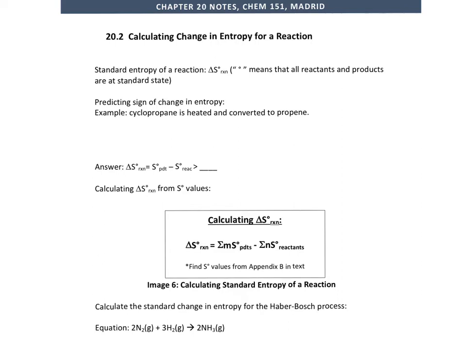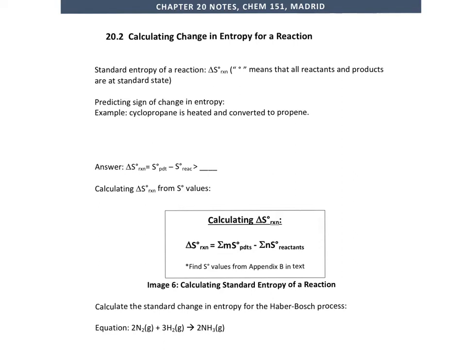So if you need more explanation on that, please refer to your book. But let's go on to predicting the sign of change in entropy. So remember, entropy is a measurement essentially of disorder in a system, or a measure really of freedom. It's kind of easier to think of it as disorder because it relates more closely to everyday scenarios. But entropy is specifically the measure of freedom in a particular scenario.